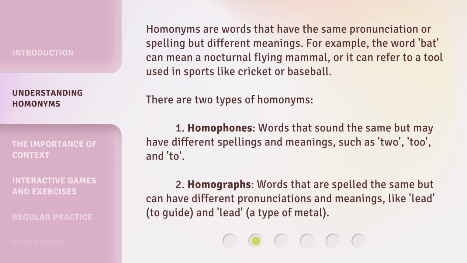1. Homophones. Words that sound the same but may have different spellings and meanings, such as two, too, and to. 2. Homographs. Words that are spelled the same but can have different pronunciations and meanings, like lead, to guide, and lead, a type of metal.